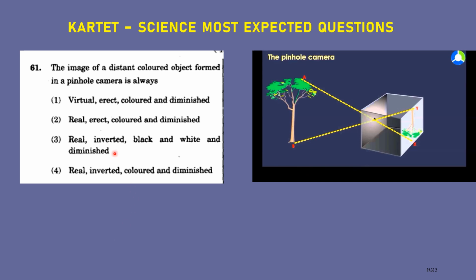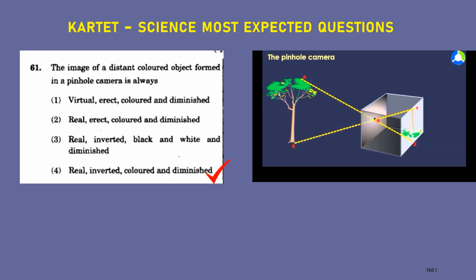Next question. The image of a distinct colored object formed in a pinhole camera is always. What is the nature of the image? They are asking the question. Option 1, virtual, erect, colored and diminished. Option 2, real, erect, colored and diminished. Option 3, real, inverted, black and white and diminished. Option 4, real, inverted, colored and diminished. Option 4 is the correct answer.